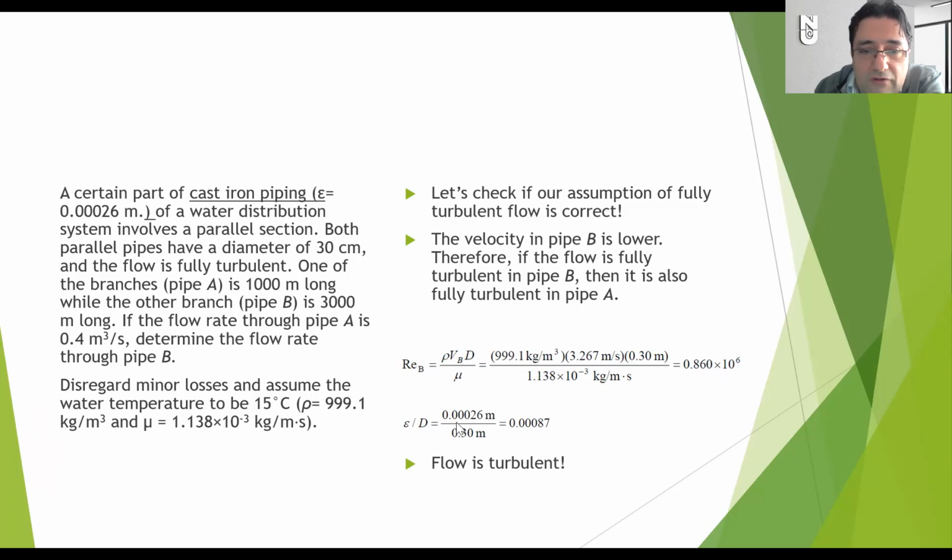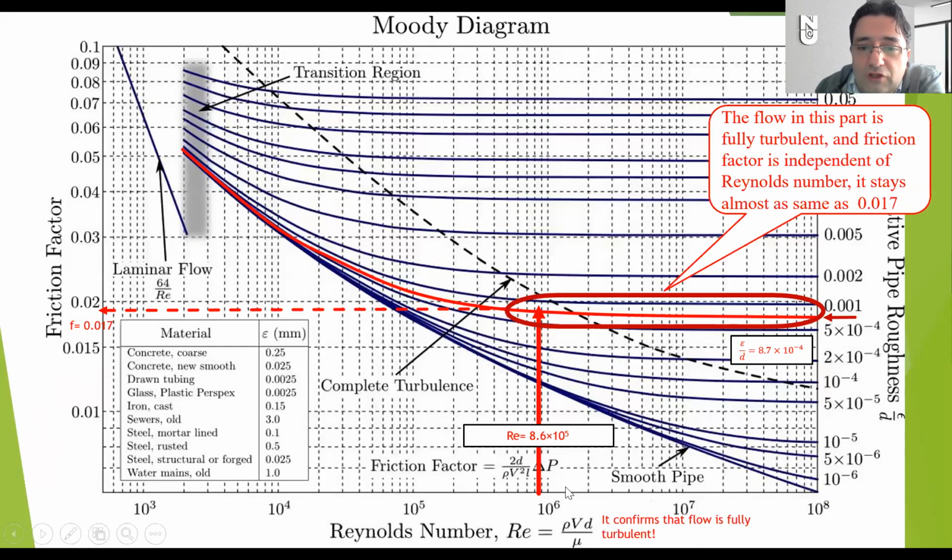Epsilon over D is calculated as 0.00087. If you put everything on the Moody chart, this is the Reynolds number I calculated, and this is the epsilon over D value, and this is the curve of the flow. You see that the f value is going to be something like 0.017. Also our flow is in the fully turbulent zone, so it confirms that the flow is as it is supposed to be. And this is our f value.